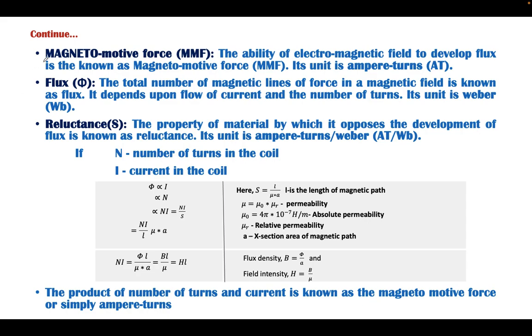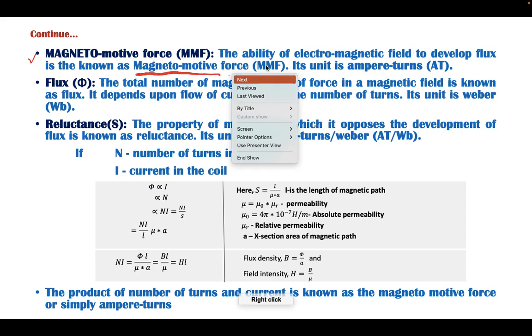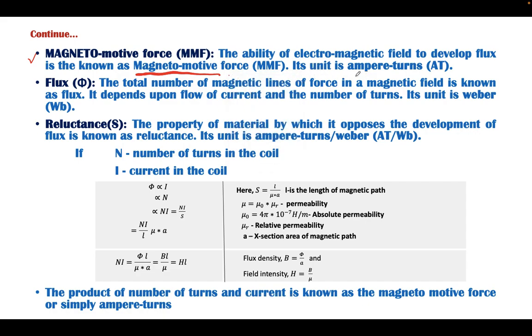Now, what is the source of electromagnetism? It is known as magnetomotive force. Similarly, in an electrical circuit, we have EMF, which means electromotive force, whereas in a magnetic circuit, that which causes the development of flux is known as magnetomotive force. The ability of an electromagnetic field to develop flux is known as magnetomotive force. Now, the unit of this magnetomotive force is ampere turns. Ampere turns here means current times the number of turns, that is Ni.